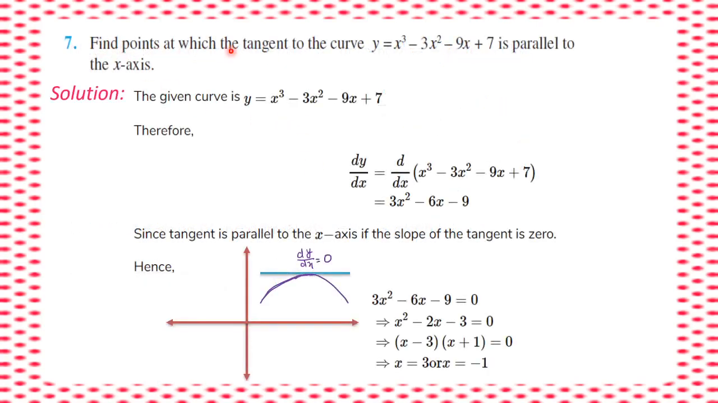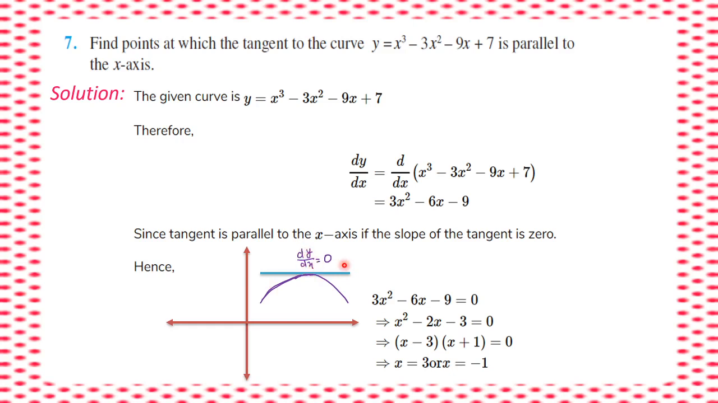Question number 7. Find points at which the tangent to this curve is parallel to x-axis. The given curve is this. First of all, calculate dy by dx, which is 3x square minus 6x minus 9. Now we have to find the point at which the tangent to this curve, let's say this is the curve. If we draw a tangent, we have to find this point where it is parallel to x-axis. If the tangent is parallel to x-axis, definitely the slope will be 0 at this point.